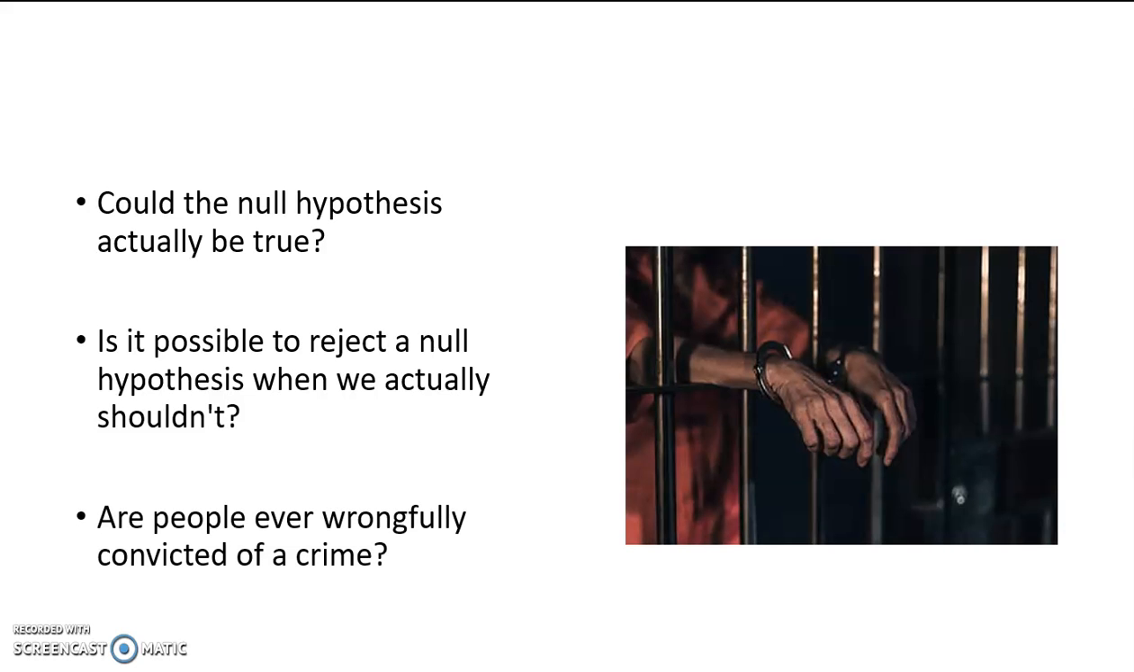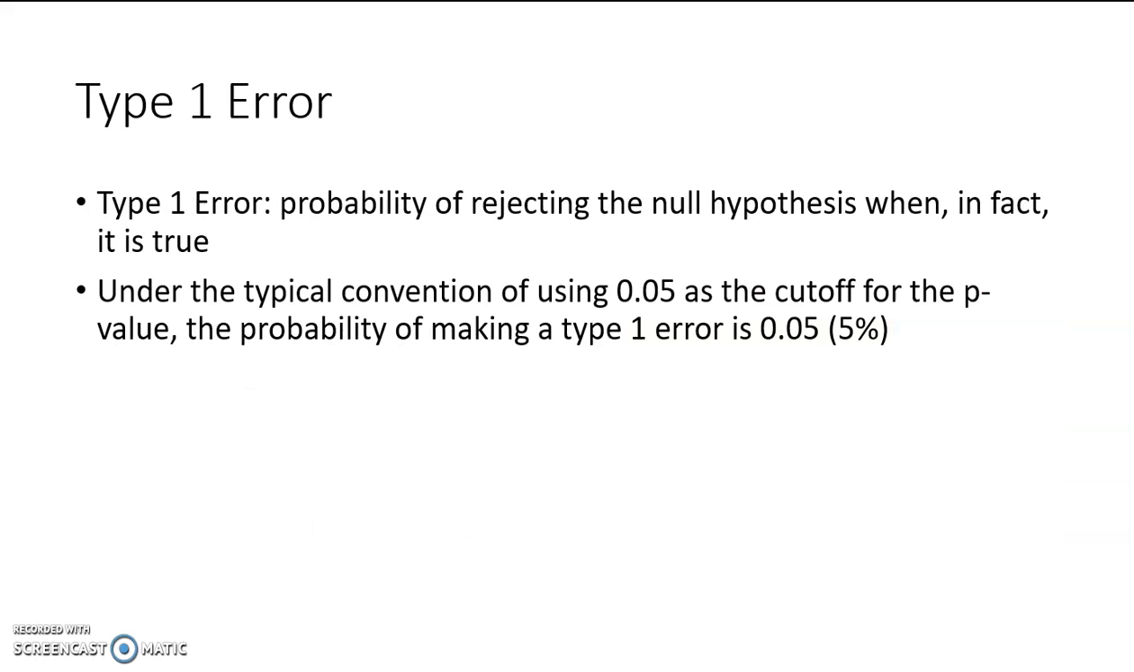So, for example, this of course happens in real life. People are sometimes wrongfully convicted of a crime. The evidence is strong enough to reject their claim of innocence, but in reality they were innocent. The true state of the world was they were innocent. So this is what is called a type 1 error, and this is when you reject a null hypothesis. Basically, you get a p-value less than 0.05 and you reject the null hypothesis. But in true reality, the null hypothesis was true.